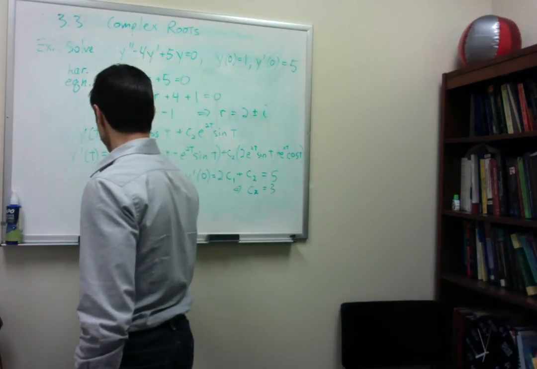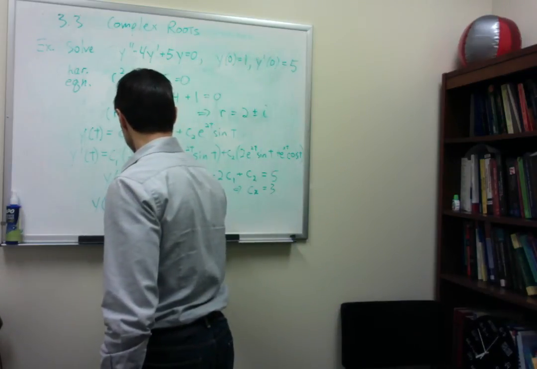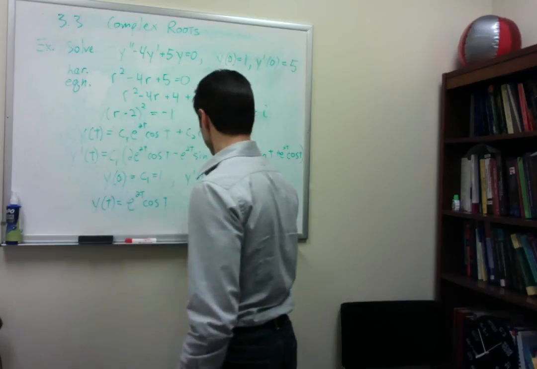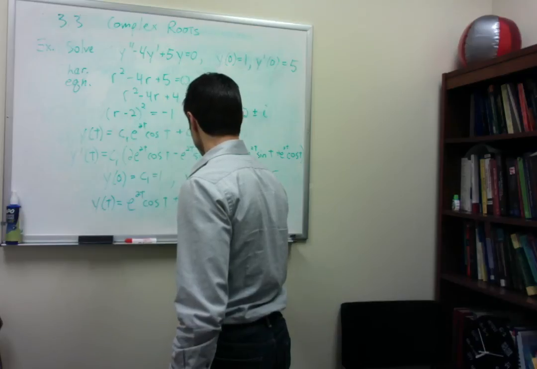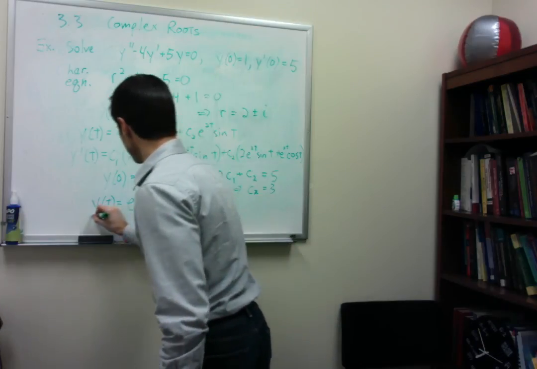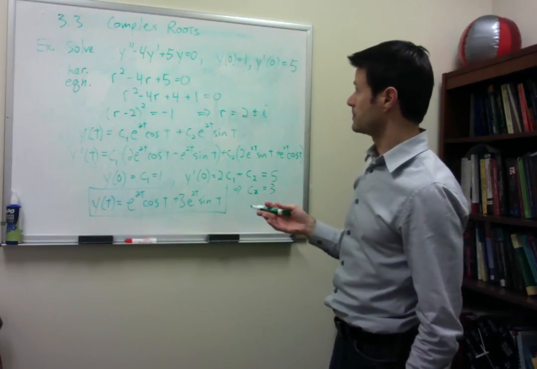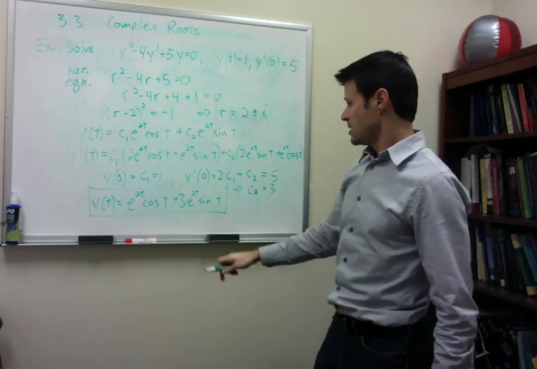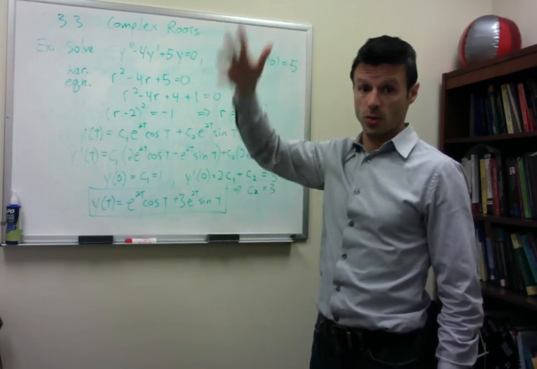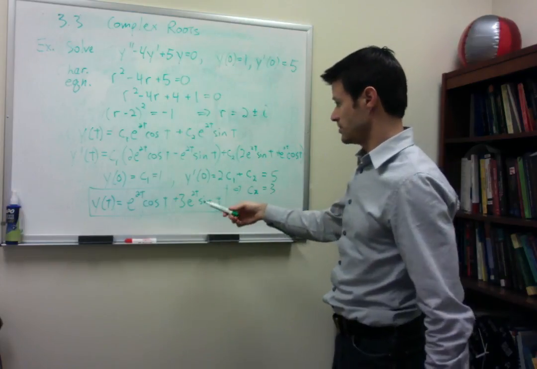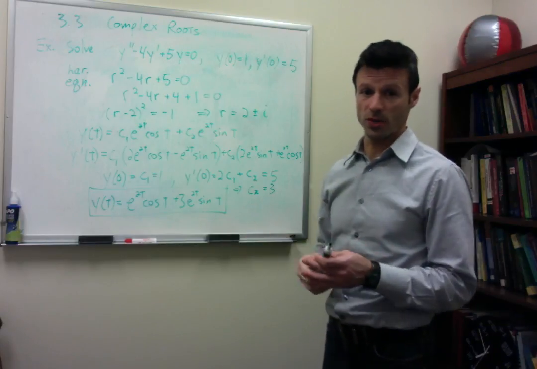So our solution is y of t equals e to the 2t cosine of t, and then plus 3 e to the 2t sine of t. So this is our solution, and as I said, the real part of the roots is positive. So now we don't get oscillations that decay to 0, we get oscillations that will blow up. Okay, so notice the difference in the behavior based on what the roots are, or the real part of the roots.